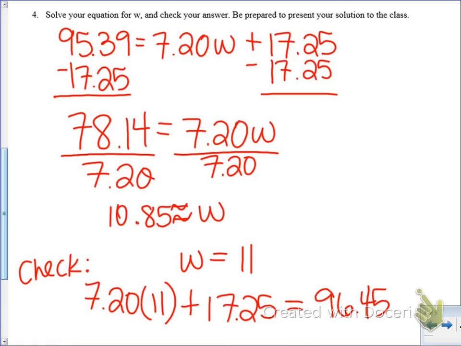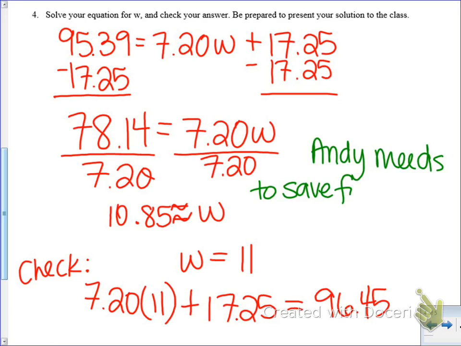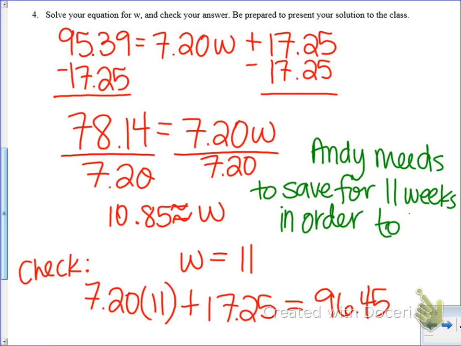Which is indeed more than the cost of the shoes. So after 11 weeks, Andy can buy this pair of shoes. But I do need to write a sentence saying my answer. So I should write something like, Andy needs to save for 11 weeks in order to buy his new shoes.